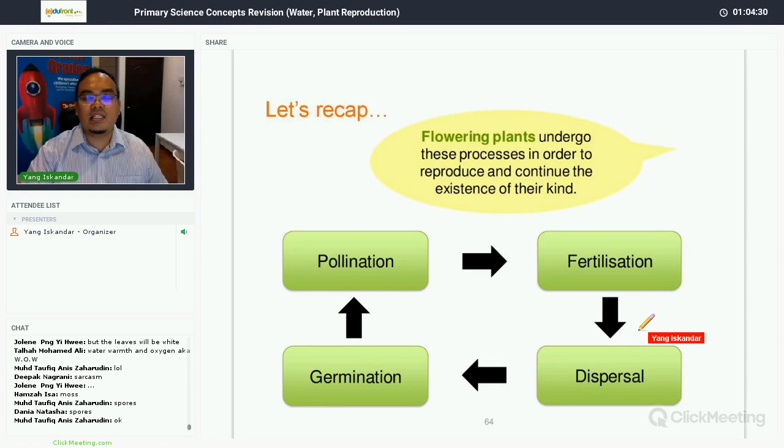We learned that seeds are dispersed by water, by animals, by wind, and by explosive action. And then after the seeds are dispersed, to prevent overcrowding and for the seeds to grow, we call this process germination. And then after it germinates, the process continues again and again in a cycle.